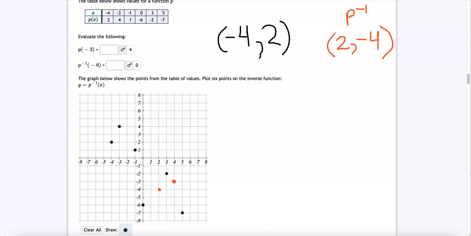This next one, -1, 1, that's this point right here. The inverse of that point is 1, -1. Zero, -6, which is down here, corresponds to -6, 0. 3, negative 2. This is the original point, 3, negative 2. The inverse point would be negative 2, 3.